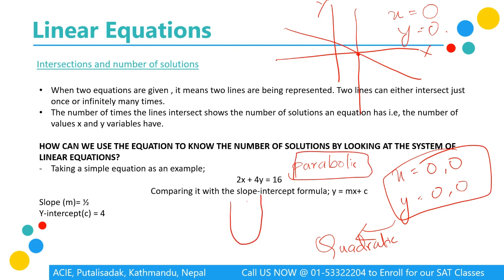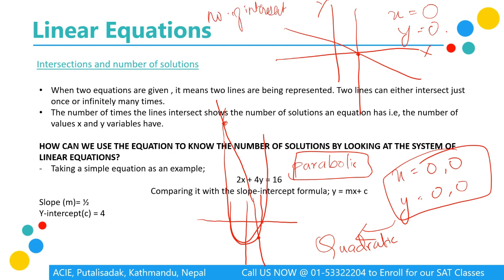So when a parabola is given like this, no matter where it cuts, horizontally, vertically, it's always going to cut at a certain point. So it will always cut at two points, and the two intersection points are going to be our answers. Basically, the number of intersections is equal to the number of solutions.